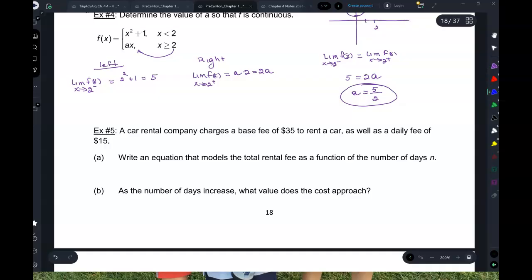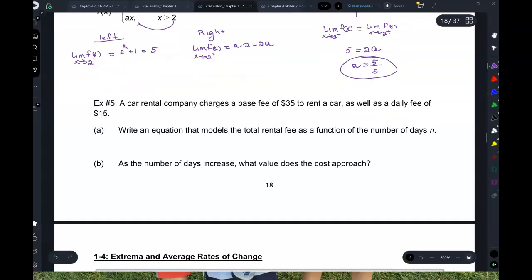Questions? All right. So a car rental company charges a base fee of $35 to rent a car, as well as a daily fee of $15. Write an equation that models the total rental fee as a function of the number of days n. You've been writing equations like this since the 5th, 6th, or 7th grade, whatever. So the point of this is just the skill of notation and everything.